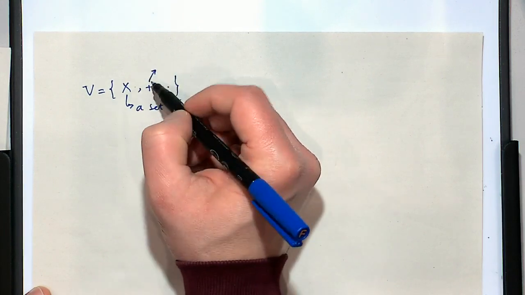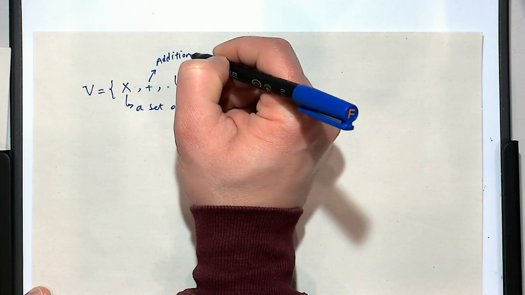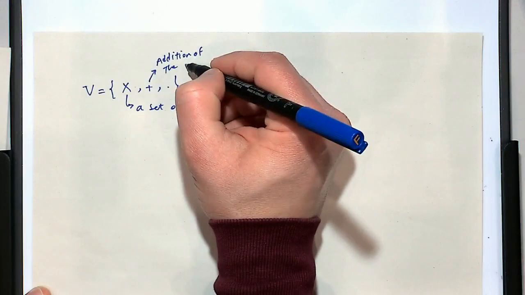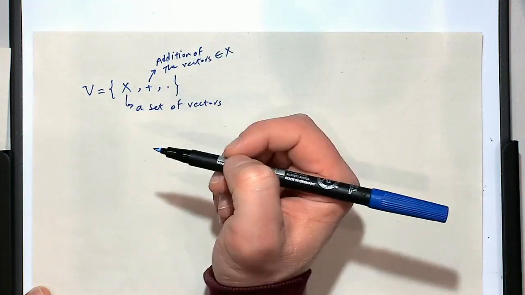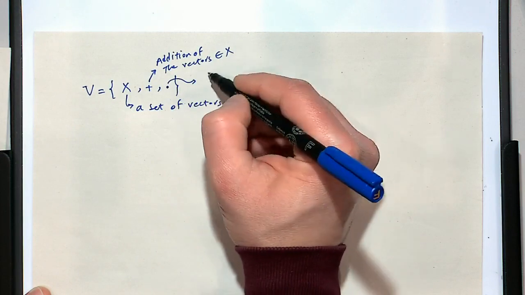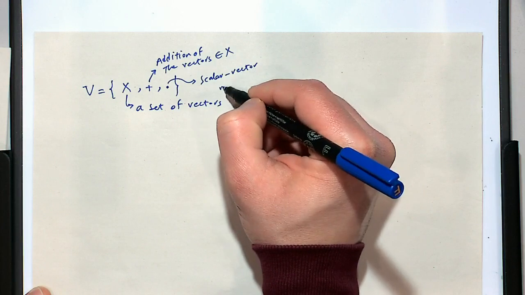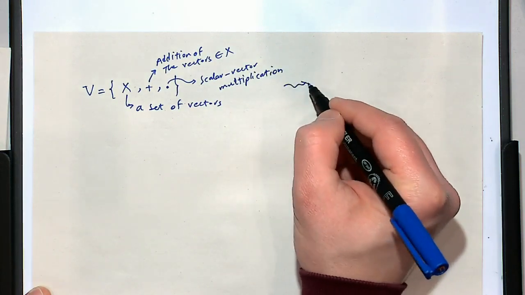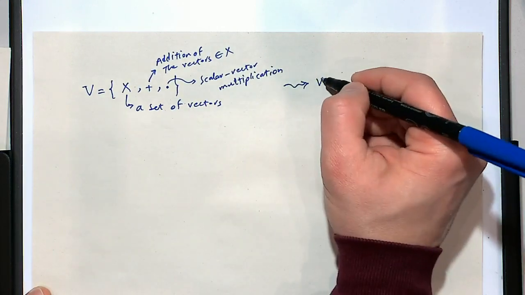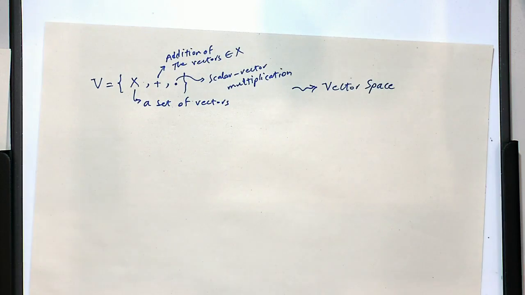So this plus sign is just the addition of the vectors which belong to the set X. And this dot is just the scalar vector multiplication. And what we call this V to be is a vector space. Okay? So we have a set of vectors which together form a space.